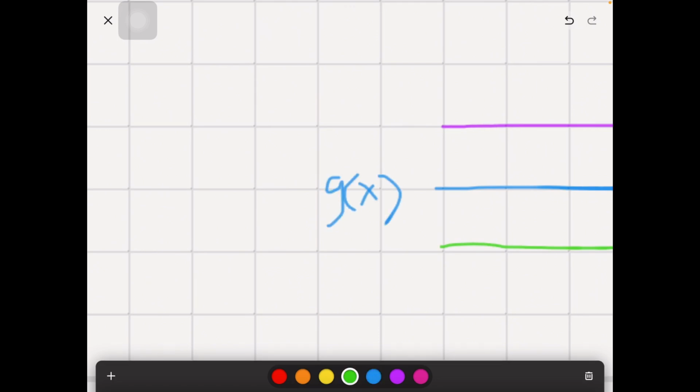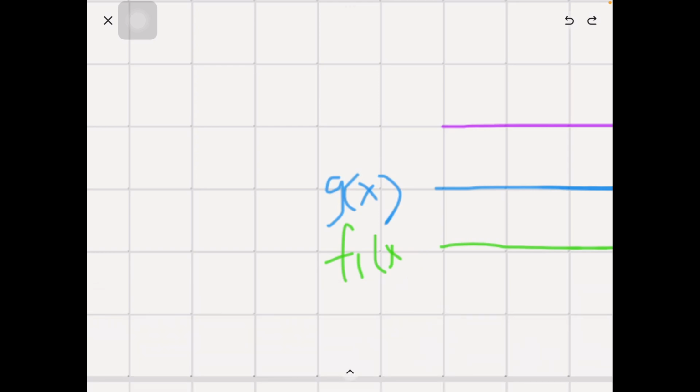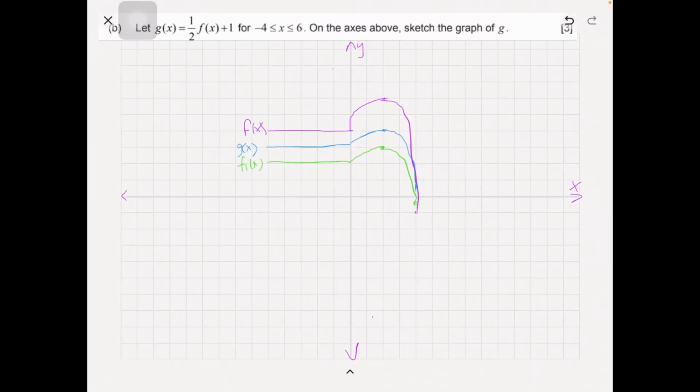The green graph is an intermediate graph that we could probably just call f1 of x. And the purple graph was f of x. That's part B of question 1 complete.